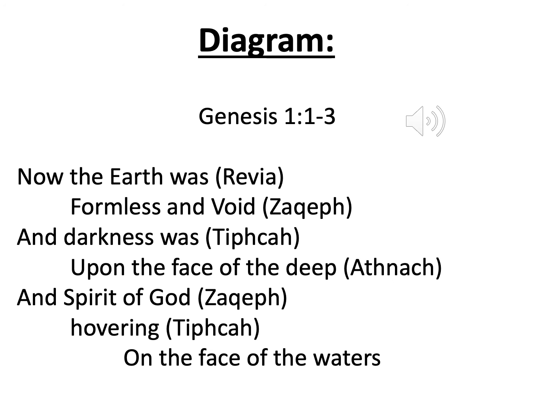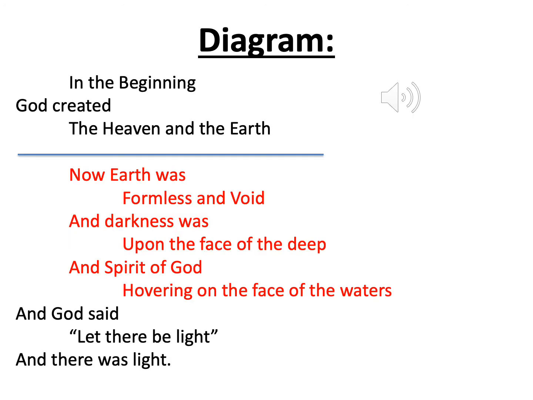So this is the case here, where after the Spirit of God, a Zakaph has been placed, dividing this from the hovering, which comes after the Tifka, and then on the face of the waters, which is followed by the Sof Pasuk. Again, we may not actually follow this division of 3 sections in the last clause instead of 2, but this is how the Masoretes have noted it.